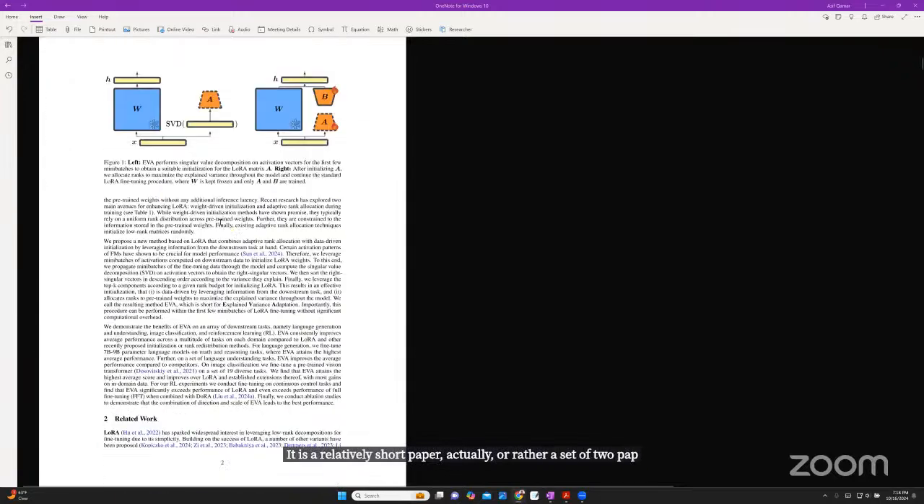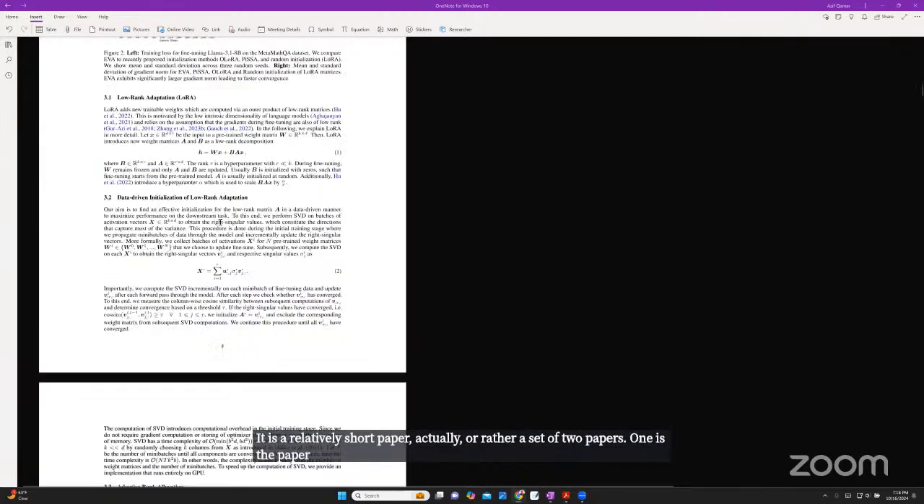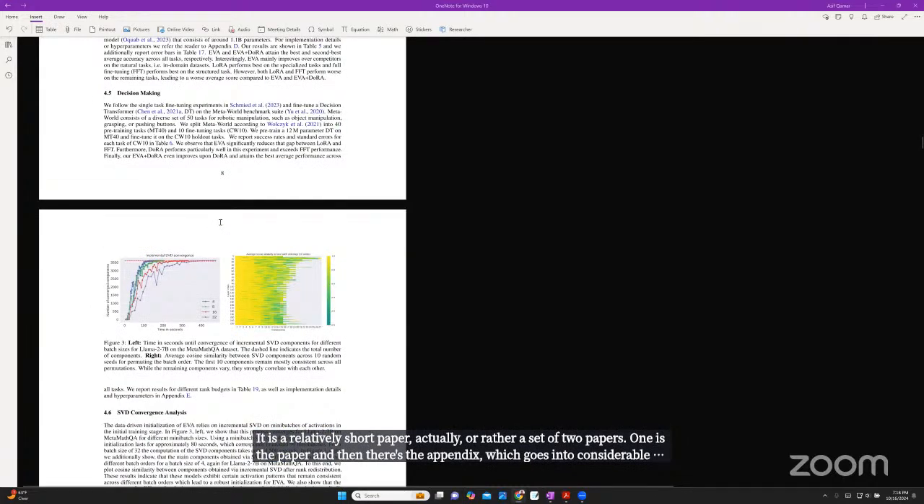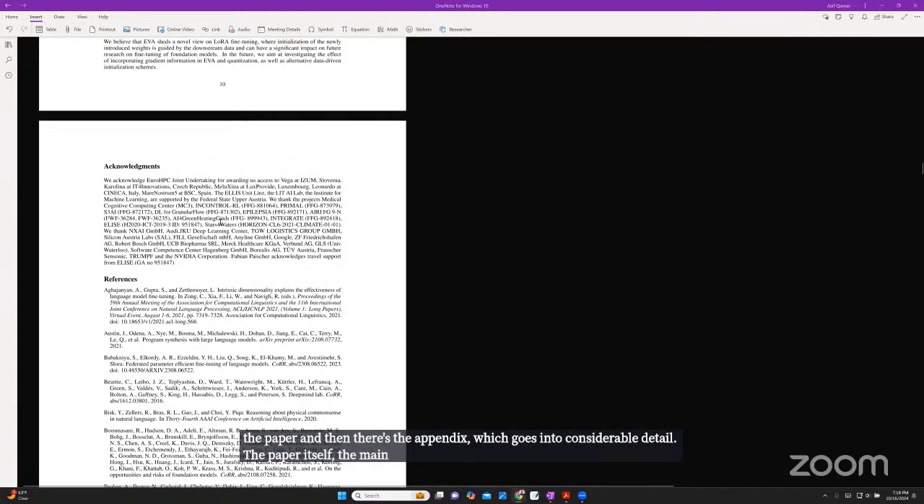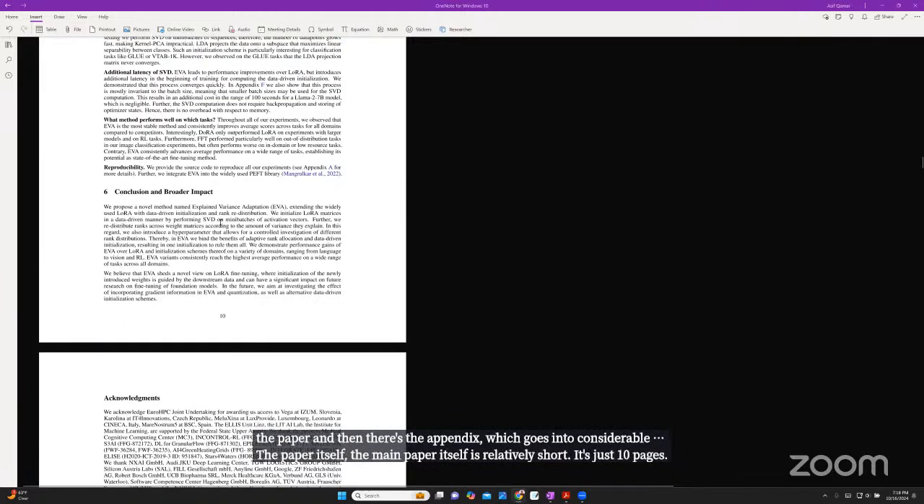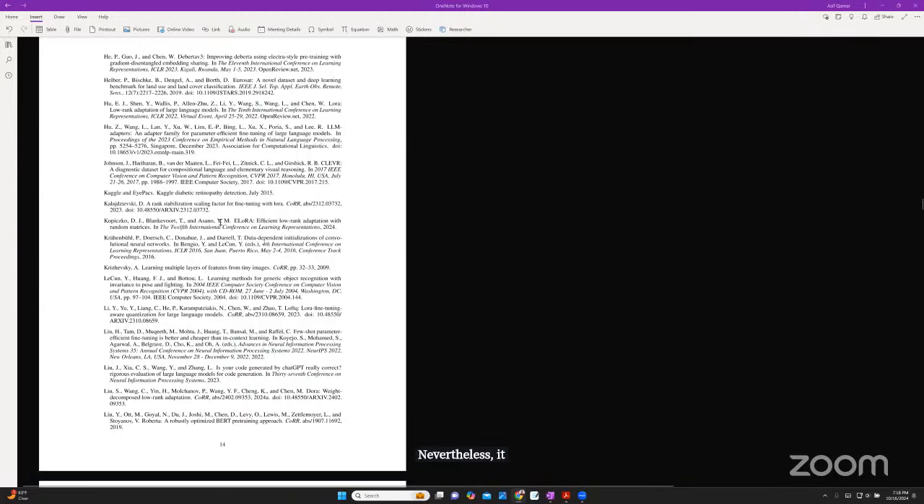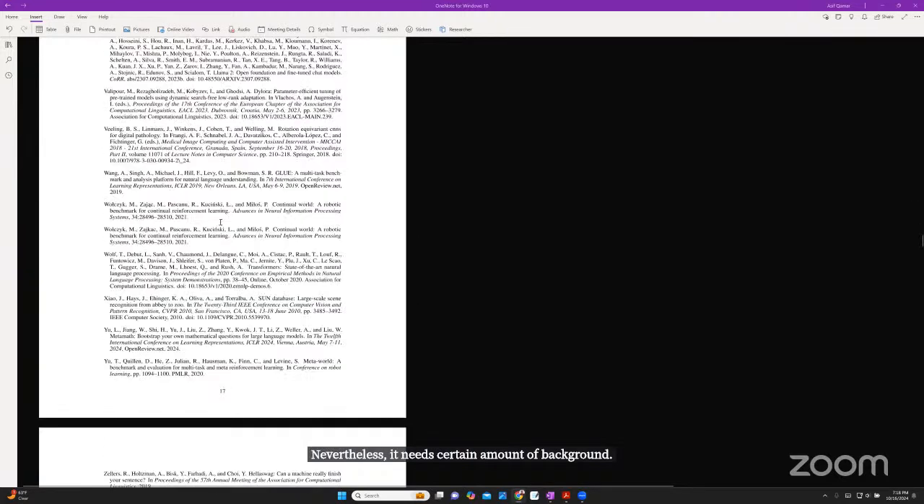One is the paper, and then there's the appendix, which goes into considerable detail. The main paper itself is relatively short. It's just 10 pages. Nevertheless, it needs a certain amount of background to fully appreciate what it has.